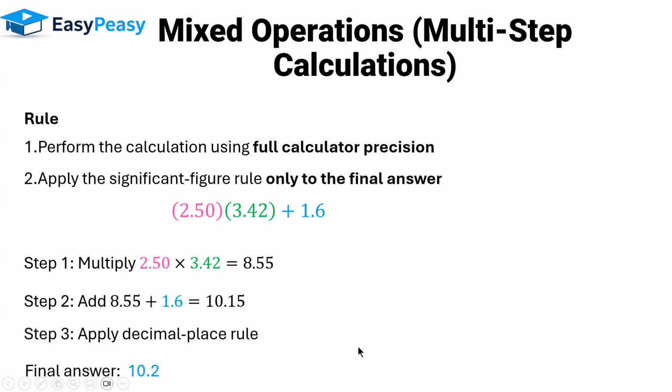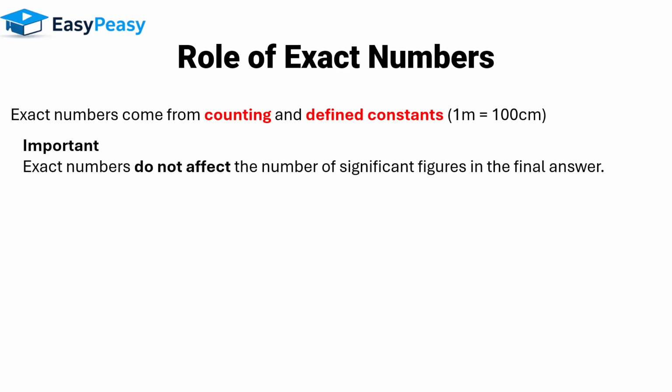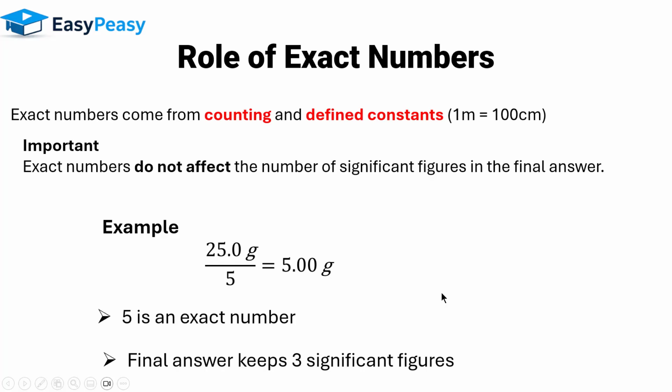Make sense? Okay. Last but not the least, the role of exact numbers in these operations. So exact numbers come from counting and defined constants. What is important is exact numbers do not affect the number of significant figures in the final answer. So for example, we have this example. We just did the calculation. Here, we will consider it 1, 2, 3. This value has 3 significant figures.